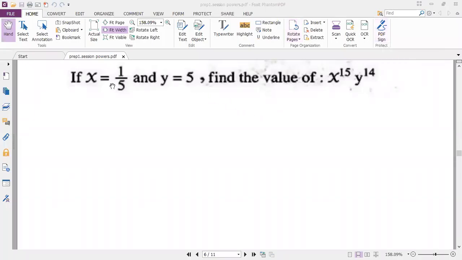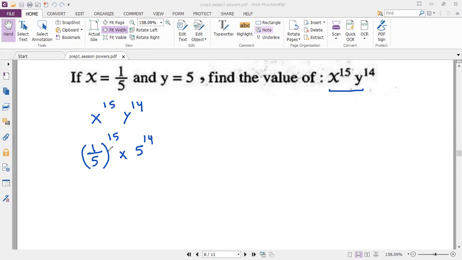If x equals 1/5 and y equals 5, find the value of x to the power of 15, y to the power of 14. X to the power of 15: you know what x is? X is 1 over 5. So x to the power of 15 is 1 over 5 to the power of 15, multiplied by y to the power of 14. So it's 5 to the power of 14.